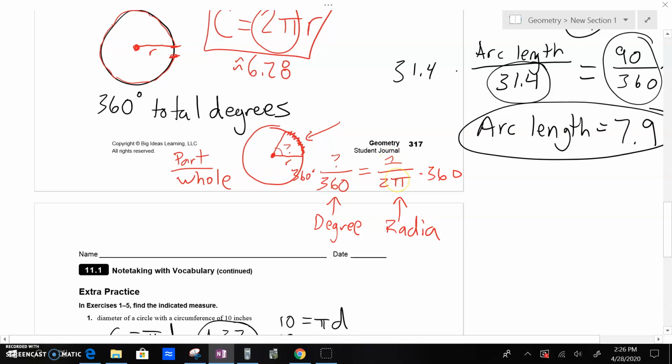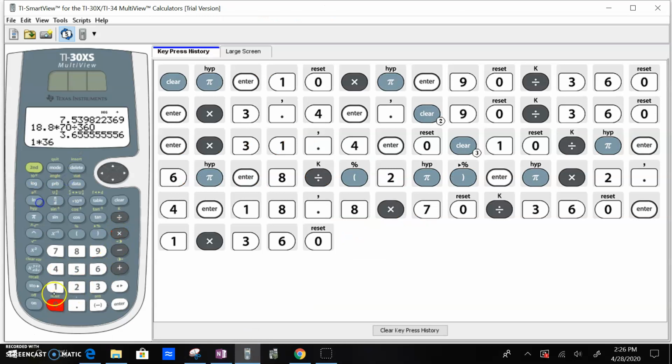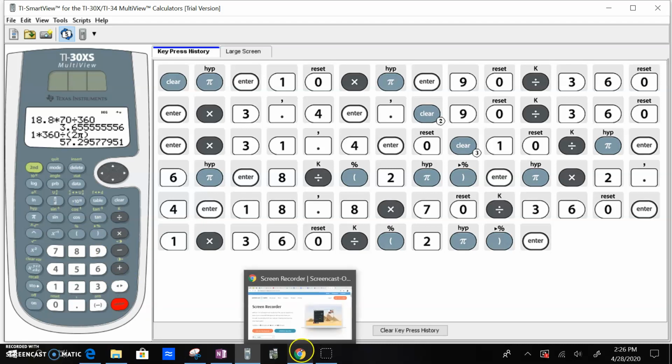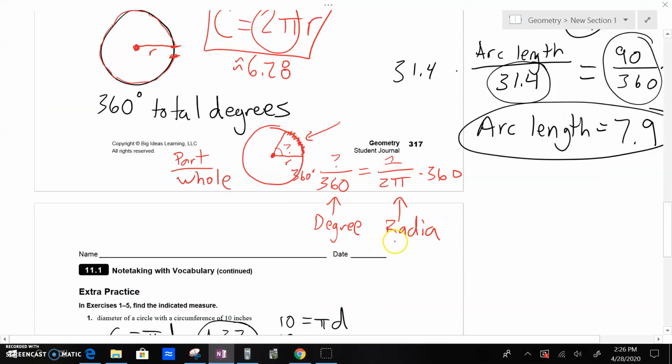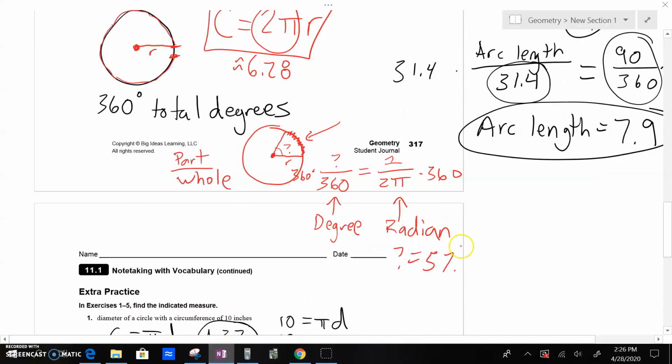So 1 divided by 2 pi times 360. So we'll do 1 times 360, which of course is 360, divided by, and then I'm going to use parentheses here so I get my 2 and the pi being divided, and I hit enter. And that's 57.3 degrees. So my question mark then would be 57.3 degrees. So if you think about it, there are 6 of those 57.3s, and then a little bit more. If it was exactly 6, it'd be 60 degrees. So it should be pretty close to 60.